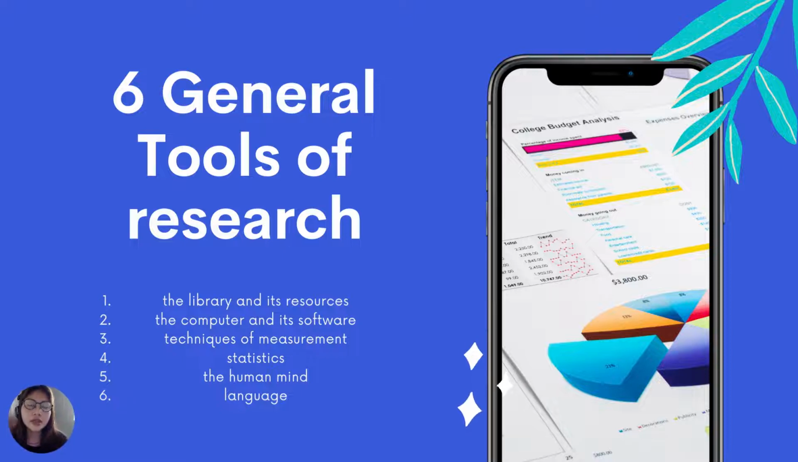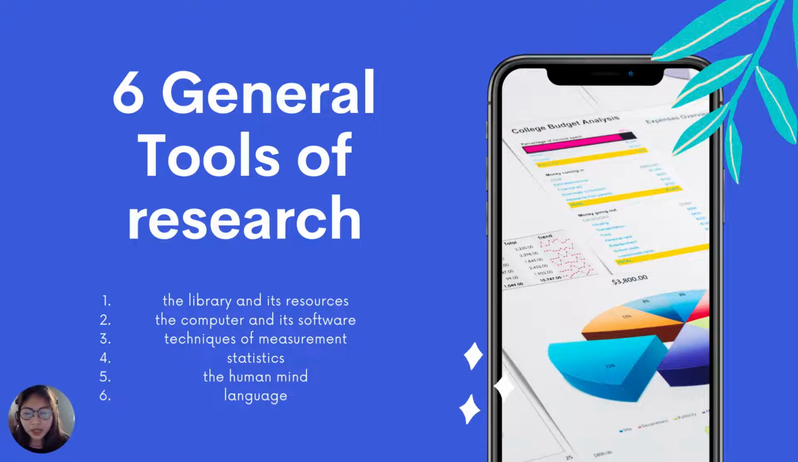So computer and its software. You can just do your research on the computer. It's the fastest way to get information. But yeah, there are disadvantages when you go directly to the computer, so I will discuss it to you later. Next is techniques of measurement. Then statistics, the human mind, and the language. That's our six general tools of research.